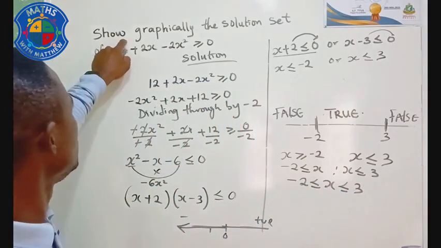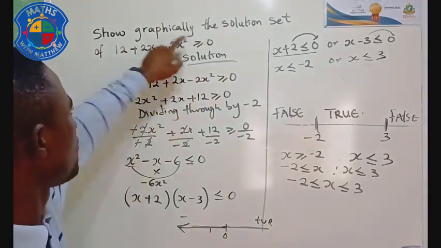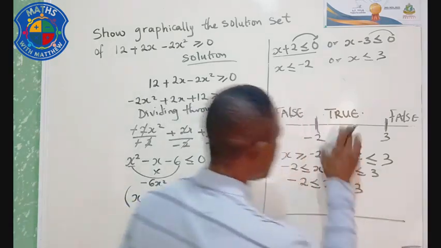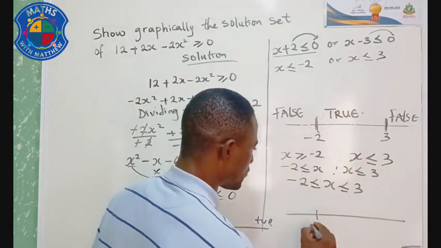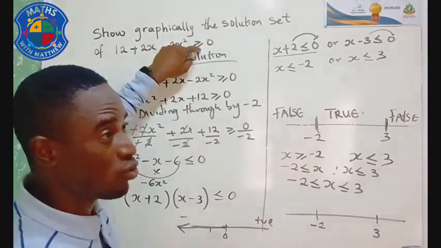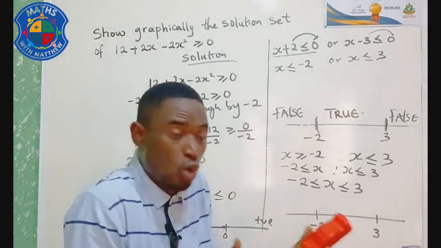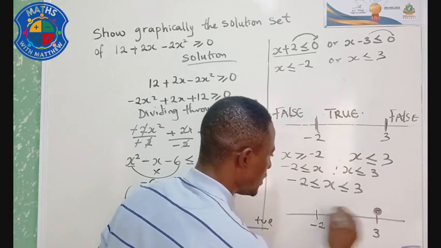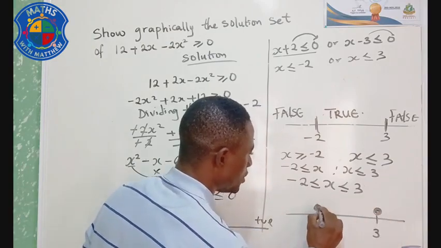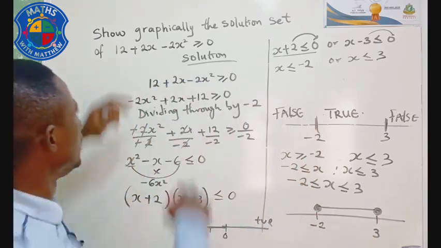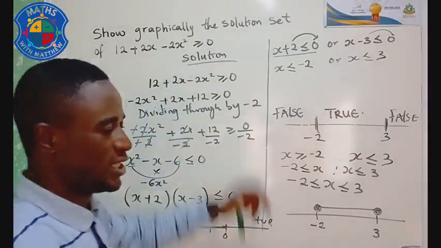So drawing the graph now, the graphical representation of this on the number line will give us this, which you have already gotten here, that is from minus 2 to 3. And because it is greater than or equals to, that means you are using closed circles. So we shade the inside, and we have this. This is the solution for this quadratic inequality.